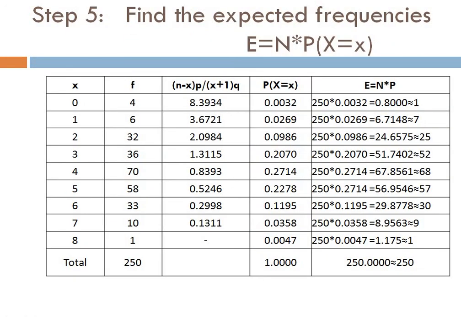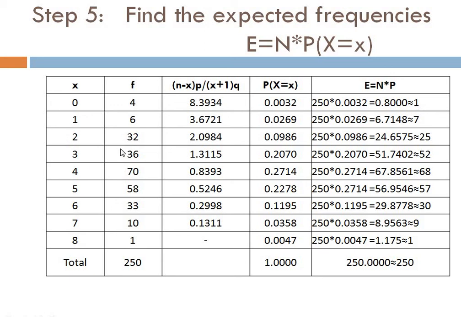Step 5. Find the expected frequencies. In this formula, capital N is total frequency, that is summation f. In this example, total frequency is 250. So this column can be obtained by multiplying each of the probability by 250. That is 250 into 0.0032, we get this. So this is expected frequency of x equal to 0. We have rounded up here, that is 0.8 is rounded up as a 1.